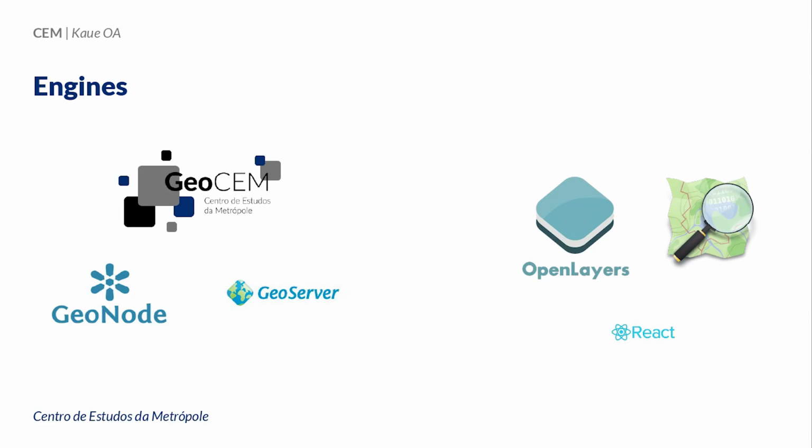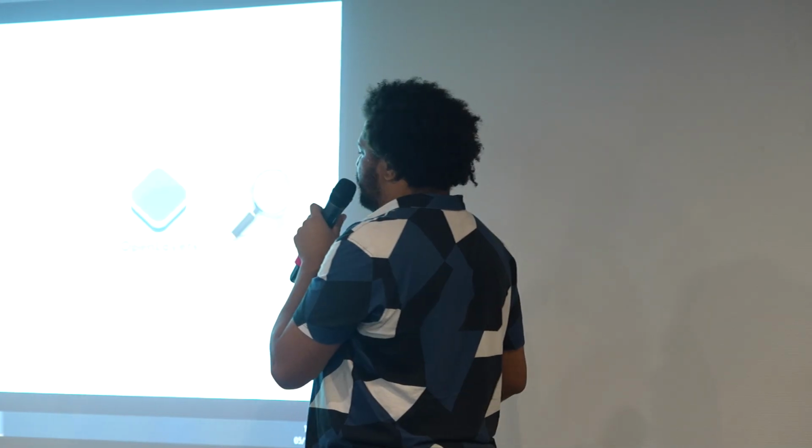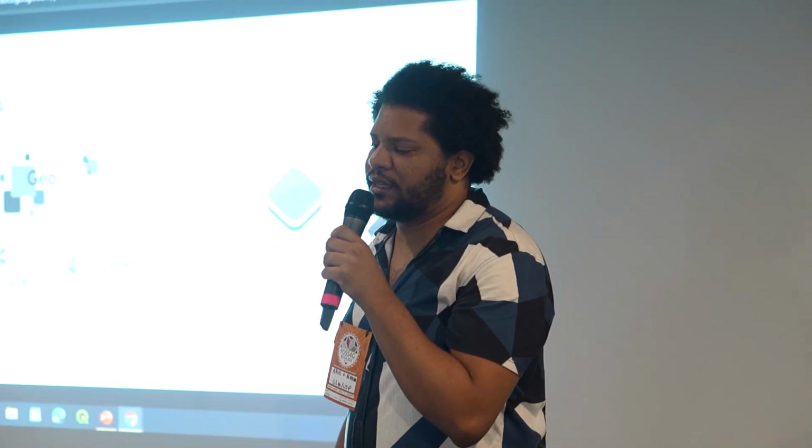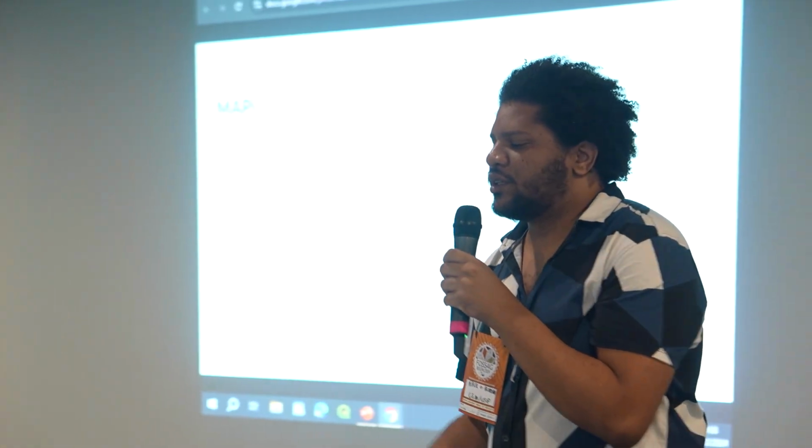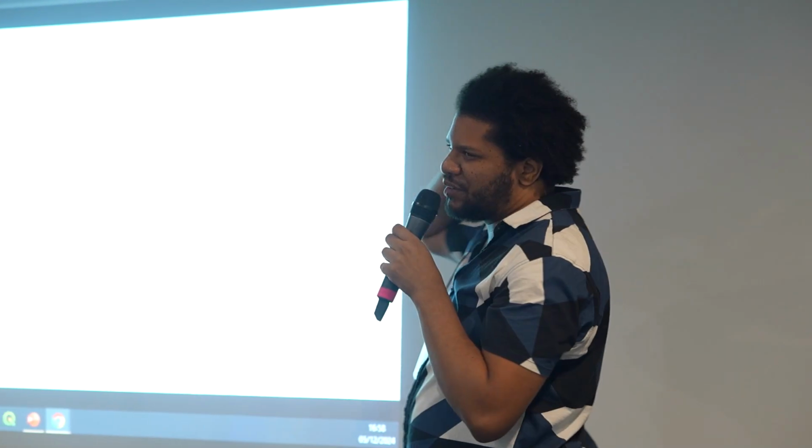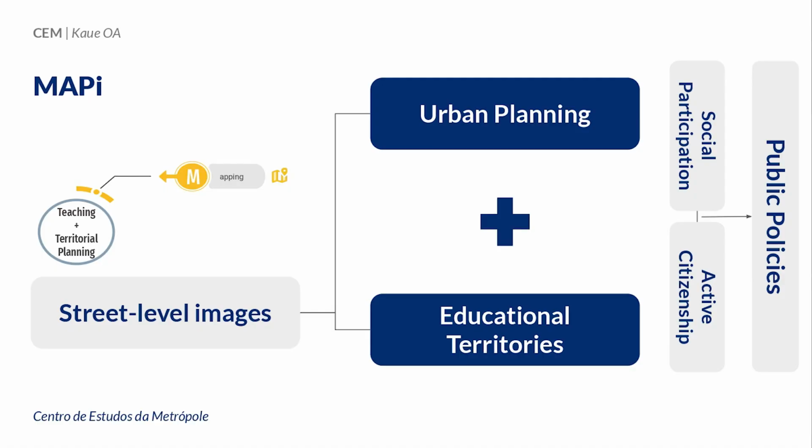So to create and edit the choropleth maps in MAPi, we use GeoSim, which is run through GeoNode and GeoServer, and on the MAPi side we depend on OpenLayers and OpenStreetMap as the base map. On the other hand, we have mapping, right? It's the title of this talk.